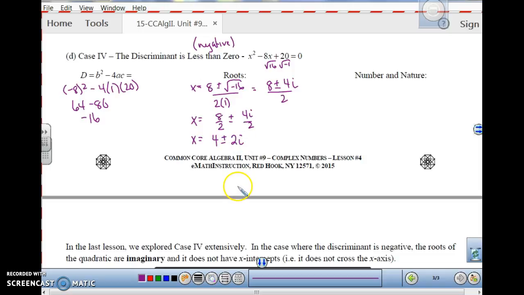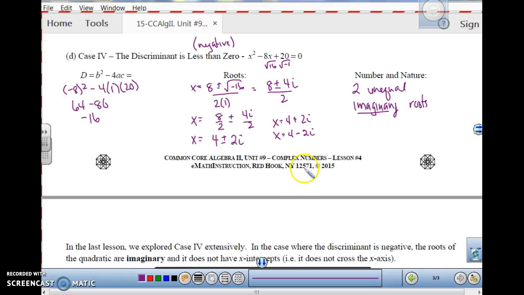So how many roots do I have? I have two roots. They are unequal because one is 4 plus 2i and the other one is going to be 4 minus 2i. And what kind of roots are they? Are they rational? No. These are actually going to be imaginary roots because it has an i in it. These are complex numbers. So it's going to be two unequal imaginary roots.